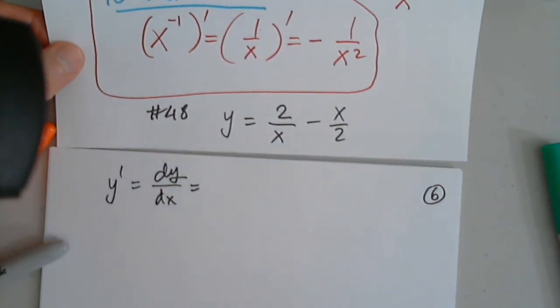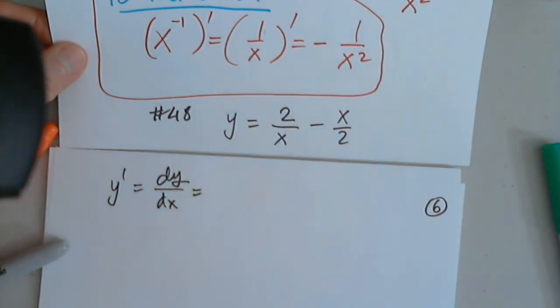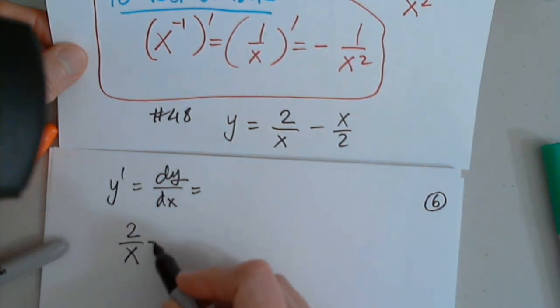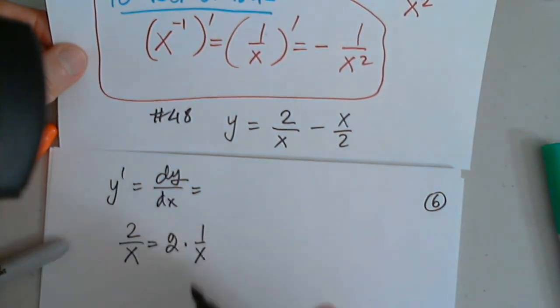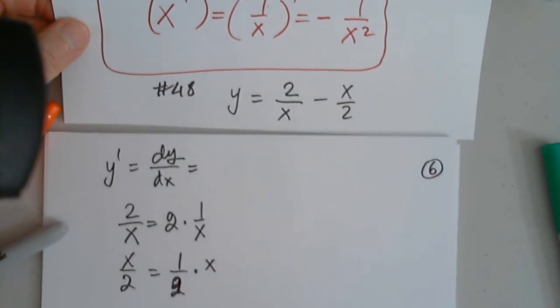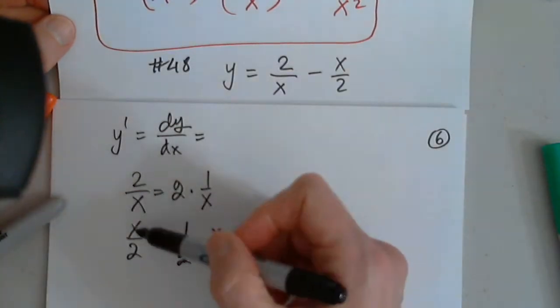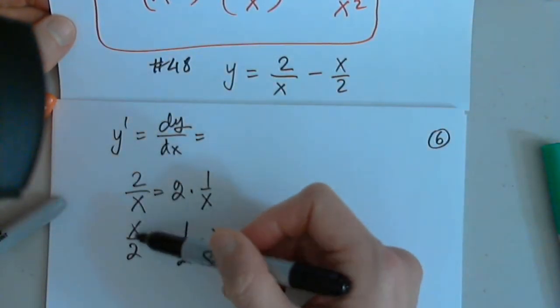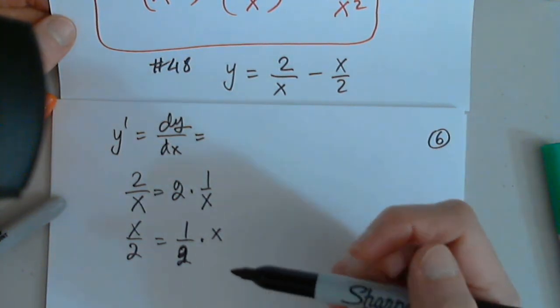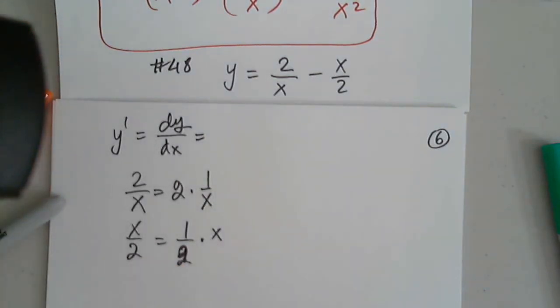You'll see why. So now we should always think, when you see 2 over x, you should always imagine 2 times 1 over x. When you see x over 2, you should always imagine 1/2 times x. This is mandatory. This should be very clear. 2 over x is the same as 2 times 1 over x, and x over 2 is the same as 1/2 times x. So then, we want to differentiate this. Can anyone give us the derivative of 2 times 1 over x?